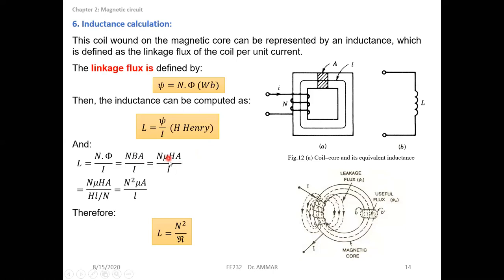Let's continue. B is equal to mu H, so L equals N mu H A over I. Here, we just do this substitution to find another expression for the inductance, and we see that this whole term can be replaced by the reluctance. The second expression of the inductance is L equals N squared over R, where R is the reluctance. You can check this by yourself. So the inductance can be determined from the linkage flux Xi over I, or from the reluctance, N squared over R.